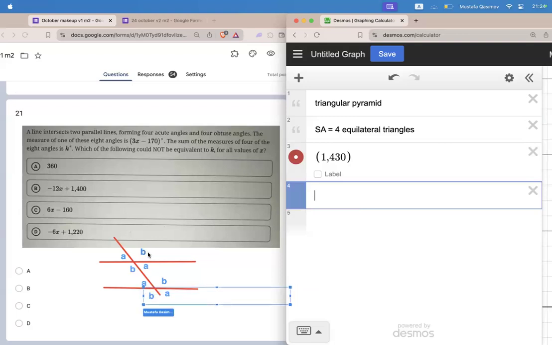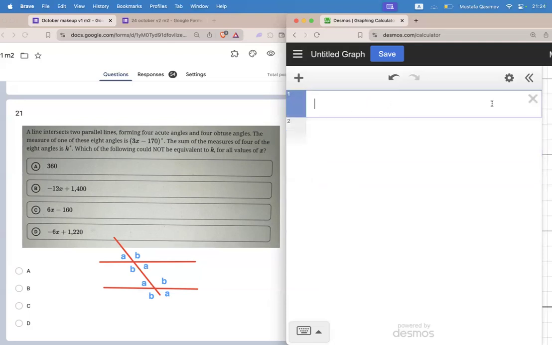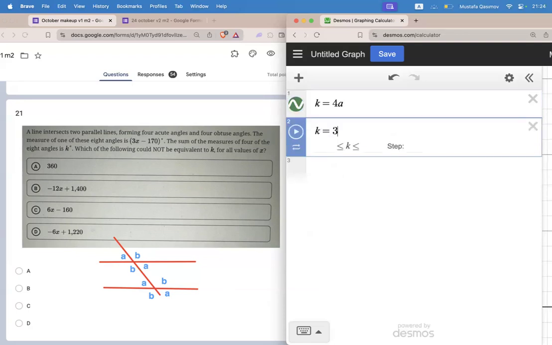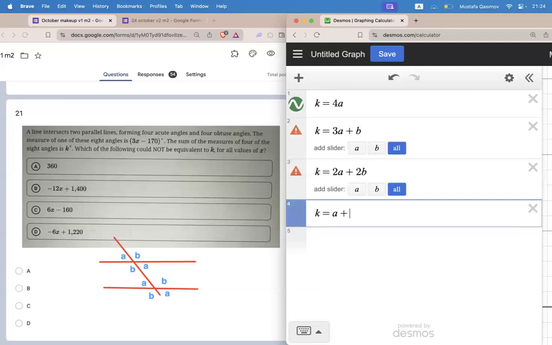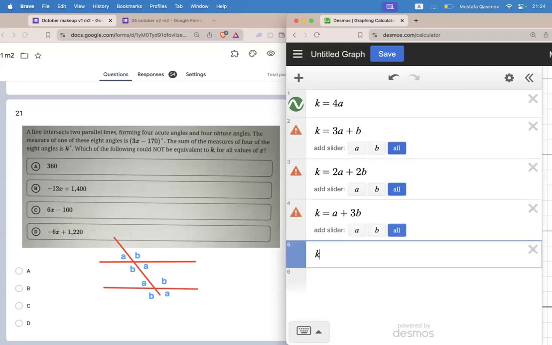We have two parallel lines, we have four obtuse and four acute angles, and it says that we have K, which is equal to the sum of four of these angles. So K can be equal to the sum of four acute angles, which is 4A. K can be equal to 3A plus B, we have 3 acute and 1 obtuse. It can be 2A plus 2B. It can be A plus 3B. And it can be just 4B.